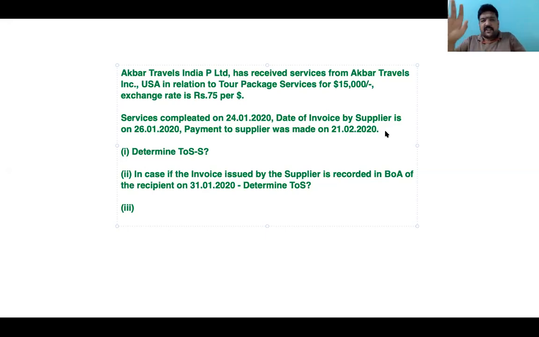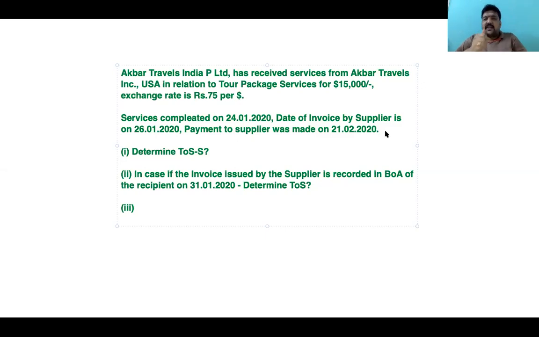Normally, as per section 13.3 only, it will be determined in case of all import of service. Because Akbar Travels India Private Limited and Akbar Travels Inc. USA are associated enterprises, the proviso would trigger, where the date of entry made in books of accounts or the date of payment, whichever is earlier, would be applicable.